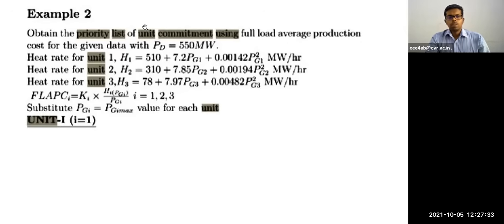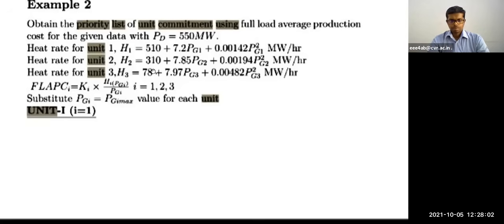We have to follow the priority list by using full load average production cost. So here the heat rate is directly given. In the previous problem we needed to frame the heat rate, but here the heat rate is being given. So whatever is given in the problem, accordingly you need to formulate the heat rate and the minimum and maximum constraints.